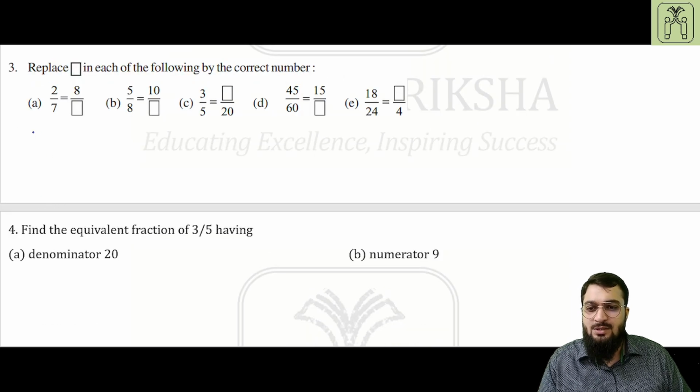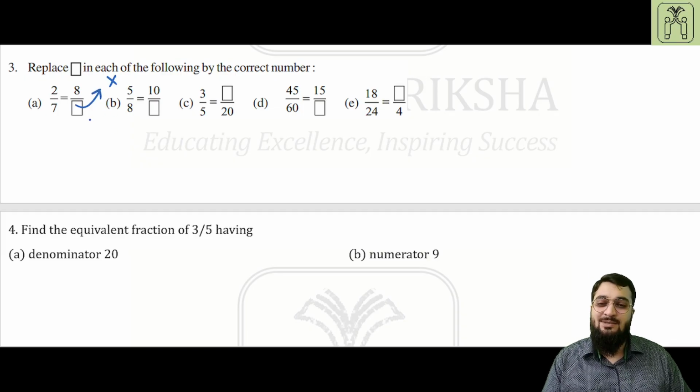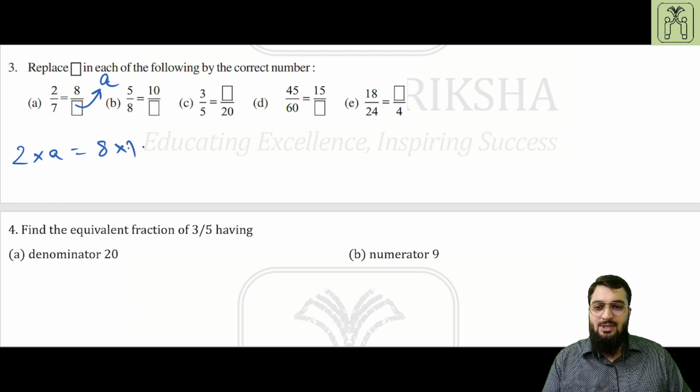Okay, so instead of the box, you can just write it as x. You can write it as a variable or an unknown quantity using an alphabet x. You can write a, b, c, d, anyone. I will choose x. Or you can choose not x, you can write it as a. That will be much better. So 2 into a is equal to 8 into 7.